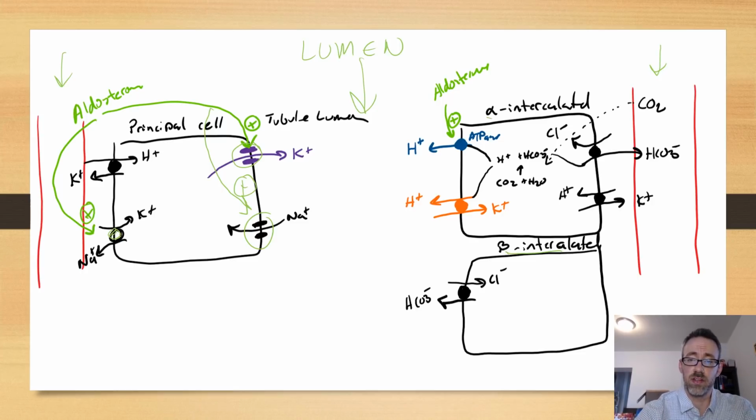And then over here, the alpha intercalated is the one I mentioned before. It's got multiple functions which we'll review at a later time in this lecture, but for now you'll see that on the apical side of the alpha intercalated cell is an ATPase that secretes protons, and its function is greatly enhanced by aldosterone, so it'll secrete more protons.